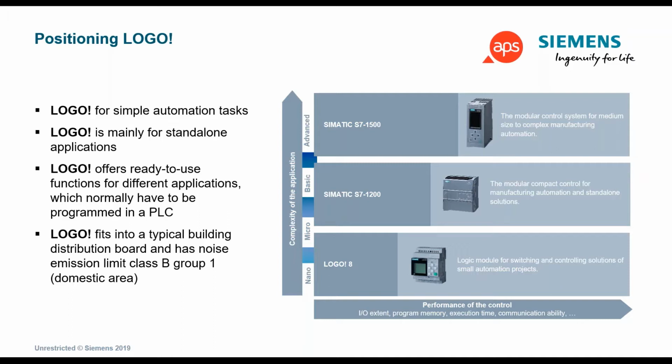Performance-wise, if we look at performance versus complexity, we can see that LOGO 8 is lower in performance, but also lower in price than an S7-1200. It does not have any safety capabilities, whereas the S7-1200 would have safety capabilities, and then of course the most powerful CPU currently is the S7-1500. One important factor to remember is that the device can be used in a domestic environment because it does have noise emissions limit class B, and that conforms to local Australian standards.